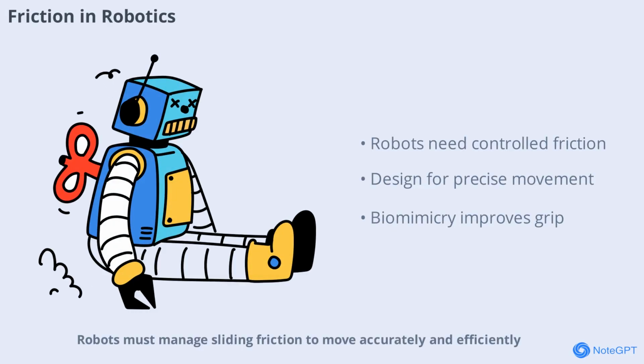Robots must manage sliding friction to move accurately and efficiently. Engineers design robot joints and wheels to minimize unwanted resistance. Some robots even mimic animals to improve grip and movement. By mastering friction, robotics experts create machines that can perform complex tasks from manufacturing to surgery. The future of robotics depends on our understanding of sliding friction.